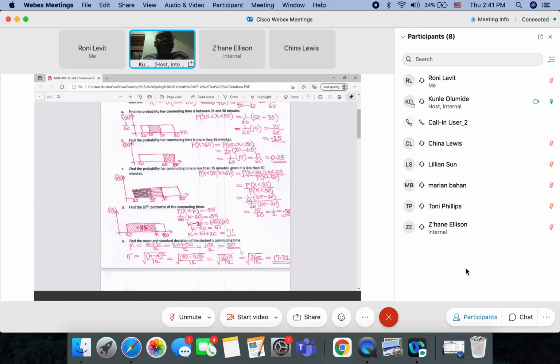And then part E, find the mean and standard deviation of the student commuting time. That should be a straightforward question. Mu is (A plus B) over 2. Sigma is the square root of (B minus A) squared over 12. For mu, you will get 50. For sigma, you get 17.32. Okay? Any question in any part of this number one?